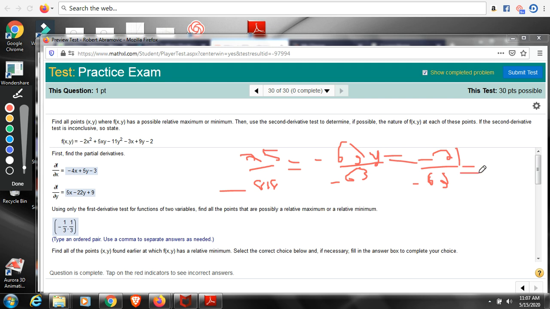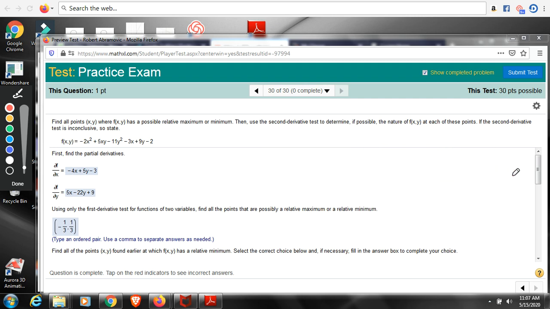We end up with 1 over 3, because 21 goes into 63 3 times. Now, when we plug in, let's say y is 1/3. If we plug in y is equal to 1/3 into the first equation here, what are we left with?